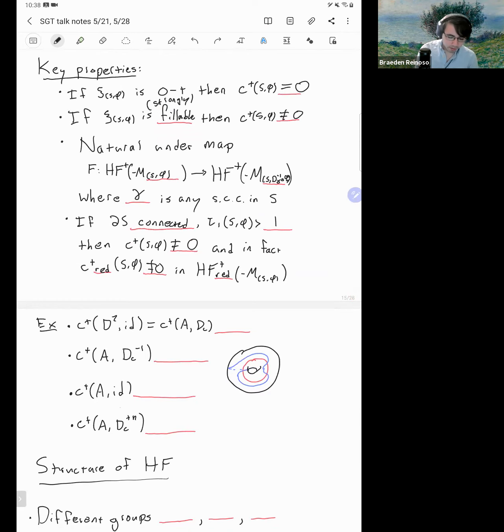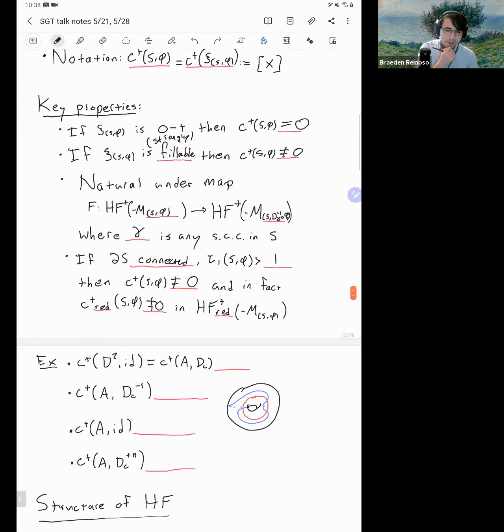And the other key property is that if you take some curve in your open book and add some Dehn twists along it, then the contact invariant is natural under the cobordism map associated to adding those Dehn twists. You can view that as a surgery along a curve in your manifold that gives you a map in Heegaard Floer homology, and the contact invariant is natural under that map.